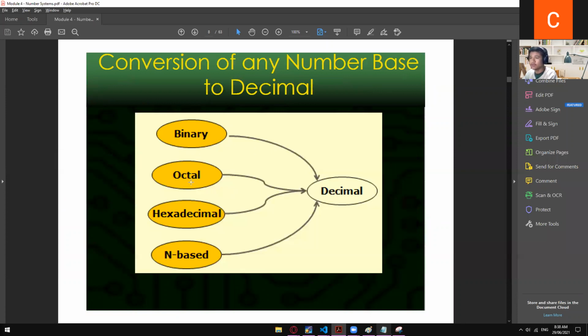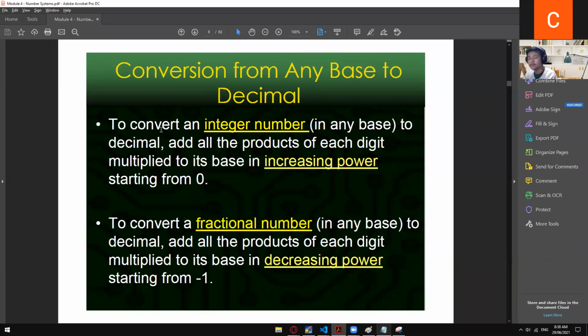So here are the things that we can do. We can convert binary to decimal, octal to decimal, hexadecimal to decimal, or n base to decimal. Basically any base, we can convert any base to a decimal. So here's the process. To convert an integer number in any base to decimal, add all the products of each digit multiplied to its base in increasing power, starting from 0.